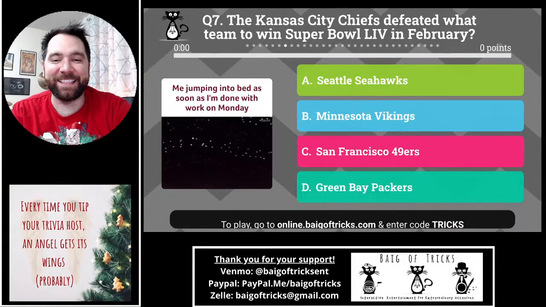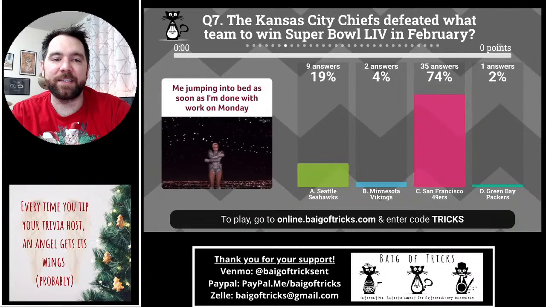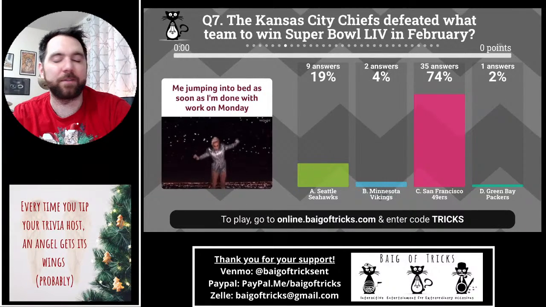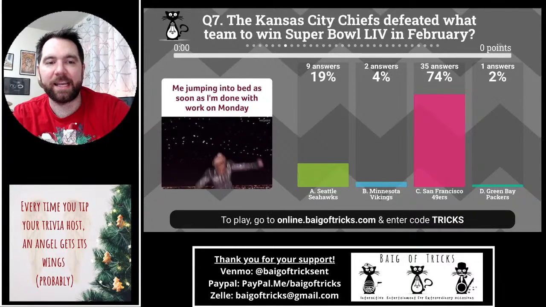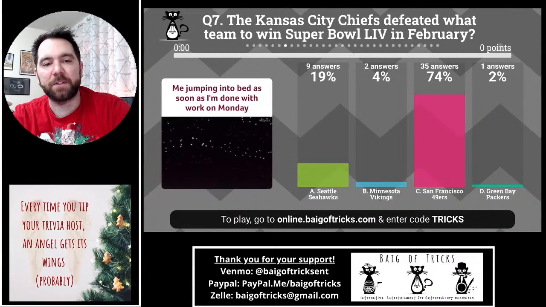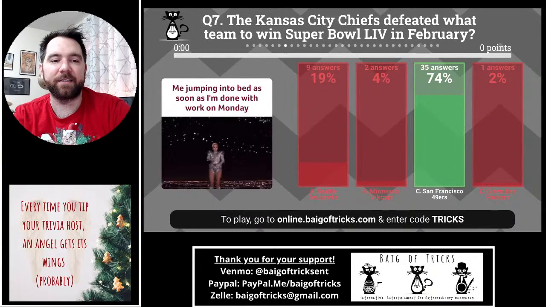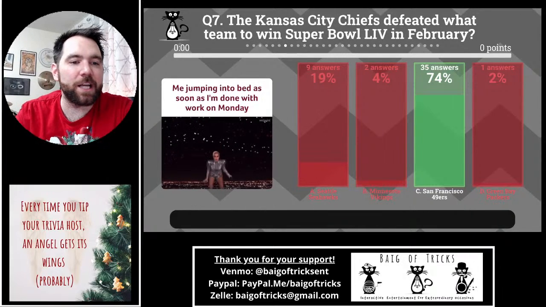All right, everybody's in. Hope you weren't too distracted. Lady Gaga jumping forever. 9 people said the Seattle Seahawks. 2 people said the Minnesota Vikings. 1 person said the Green Bay Packers. I imagine that was Chris, just because he can't not click the Green Bay Packers if it's up there. 35 people said the San Francisco 49ers. That was the correct answer. C got you points here. C, San Francisco 49ers. Good job.